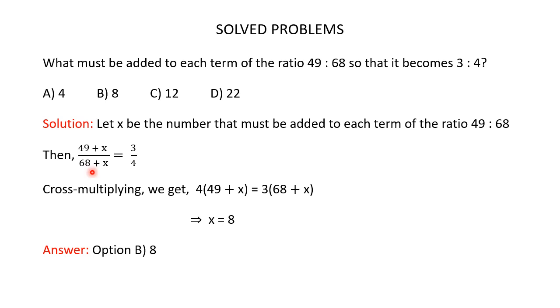Then (49 plus x) divided by (68 plus x) is equal to 3 by 4. On cross multiplying, we get 4 multiplied by (49 plus x) is equal to 3 multiplied by (68 plus x). On solving this, we get the value of x as 8. So 8 is the number that must be added to each term of the ratio 49:68 so that the ratio becomes 3:4. So the correct answer is option B, 8.